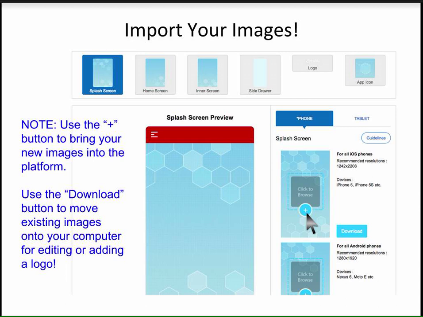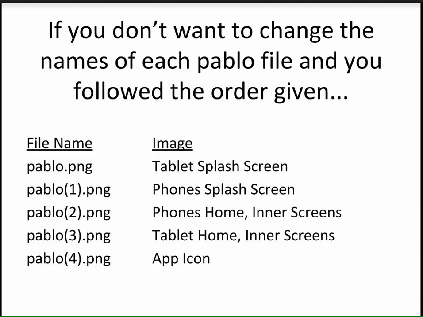Then all you have to do is import your images from your computer by clicking the plus sign for each of the appropriate versions. Now, if you don't want to change the names of each Pablo file and you followed the order given, here is what the file name will be, and this is what the image will be. Pablo, the first one we made, remember, is the tablet splash screen. Pablo 1 will be the phone splash screen. Pablo 2, the inner screens for phones, and so on.